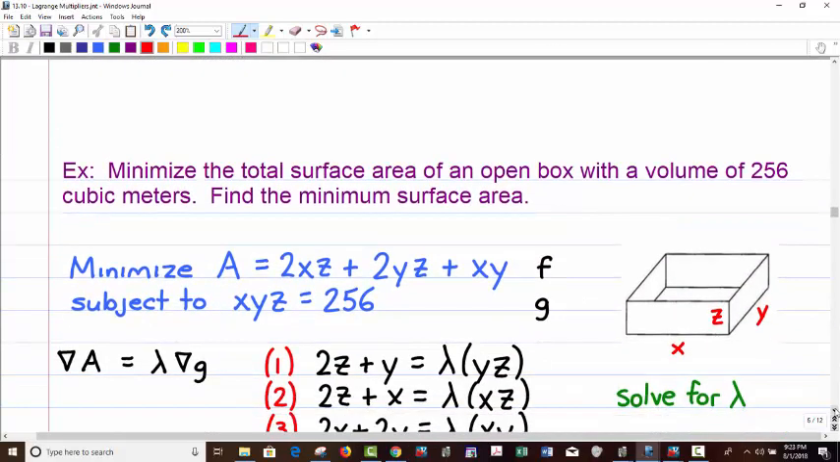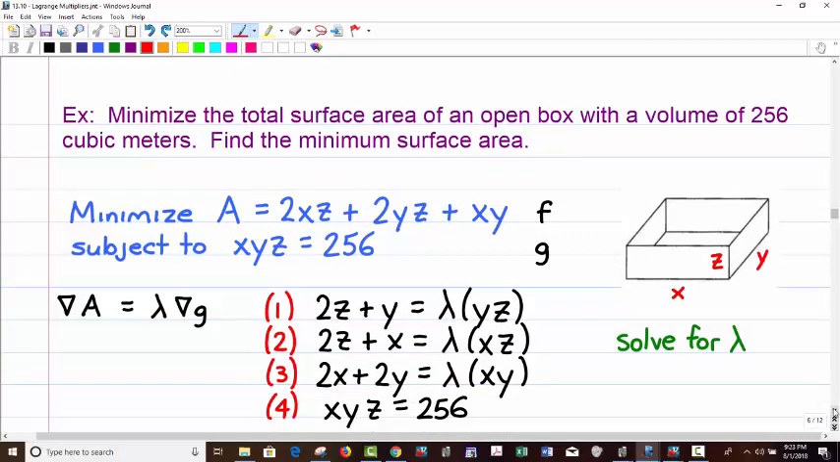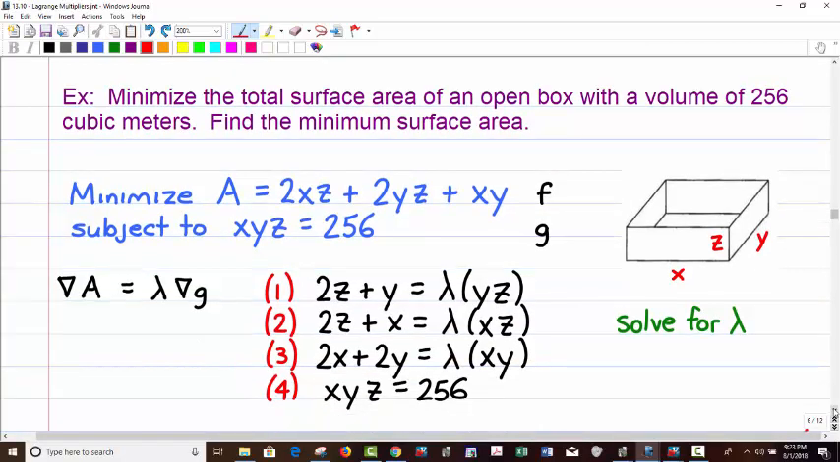Let's see what this example says. Minimize the total surface area of an open box with volume of 256 cubic meters, and find the minimum surface area. So essentially we're trying to use the minimum amount of material, whatever this could be, cardboard, aluminum, steel, whatever. We're trying to use the least amount of it to build a box that guarantees that we have 256 cubic meters in that box.